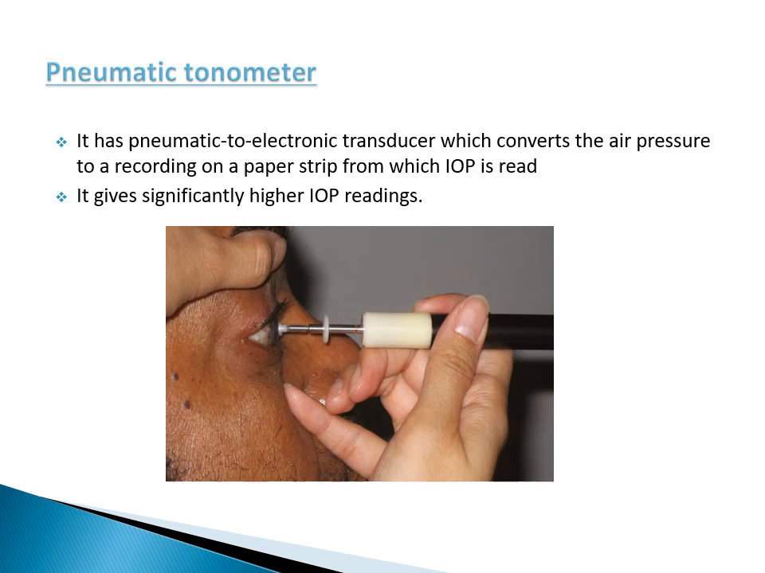Now coming to the pneumatic tonometer. The principle is the same as that of the applanation tonometer. It is also an indirect method of measurement of the intraocular pressure. In this, the cornea is applanated by touching the apex with a silastic diaphragm covering the sensing nozzle. It is connected to the central chamber containing pressurized air. It has a pressure-to-electronic transducer which converts the air pressure to a recording on a paper strip from which the IOP is read. It gives significantly higher IOP readings compared to the Goldmann applanation tonometer.